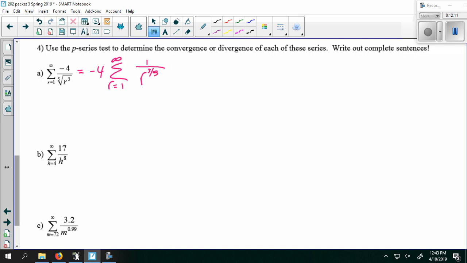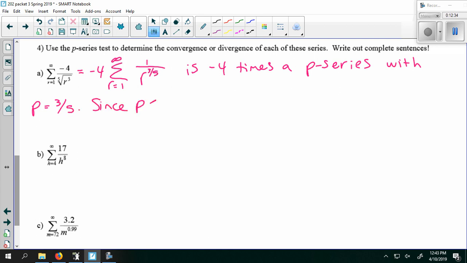And I would say that we know that this is -4 times a p-series with p equal to 3/5. Since p is less than 1, my sum diverges.